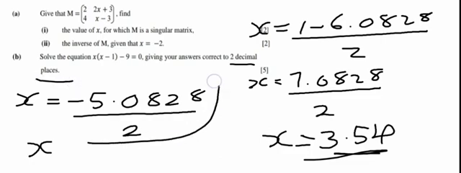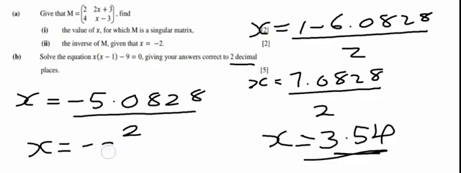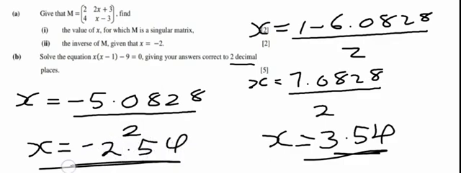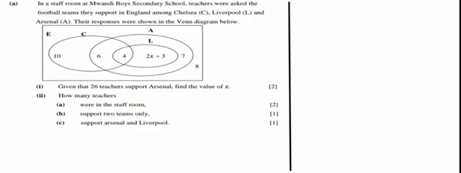Now let's come to this one here. So negative 5.0828 divided by 2, the answer is going to be negative 2.54. So this one here is our final answer, or these are the roots of this quadratic equation. Right, so let's move on to the next one.